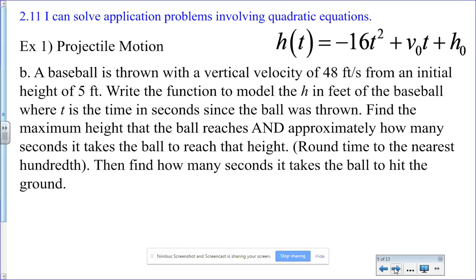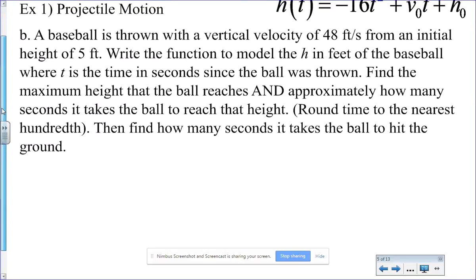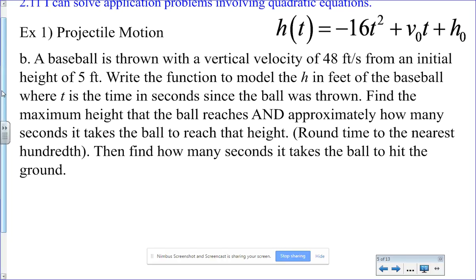Let's look at the next problem. Okay, for this one, we're given a lot of information, but not a function to start. So a baseball is thrown with a vertical velocity of 48 feet per second from an initial height of 5 feet. Write the function to model the height in feet of the baseball, where t is the time in seconds since the ball was thrown.